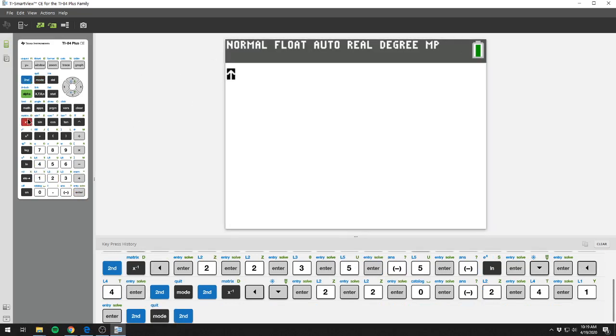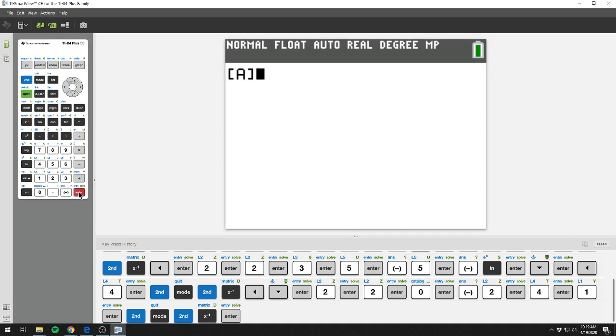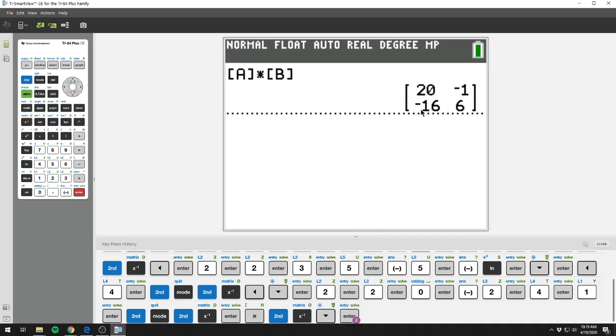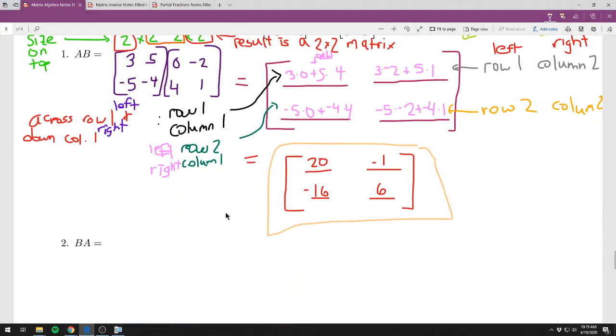All right, now if you want to multiply matrices, go to our matrix menu. Remember, the order matters, but there's no special multiplication. You do matrix A, hit enter on that, times, and then go to matrix B, and it'll multiply them. And we got our answer. All right, so as we'll see, when we do B times A, the number comes out different. I'm going to go ahead and do B times A.